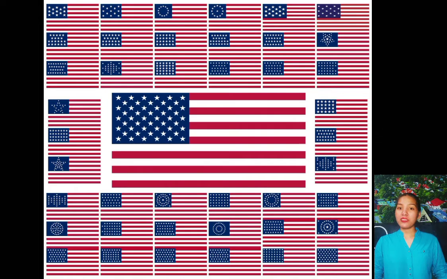Each time a new state was admitted into the Union, flag designers had to make appropriate adjustments. The current design of the U.S. flag is its 27th. The design of the flag has been modified officially 26 times since 1777. It is the longest used version of the U.S. flag and has been in use for over 61 years.